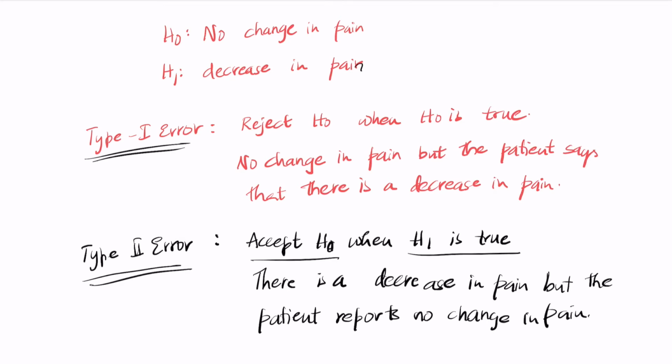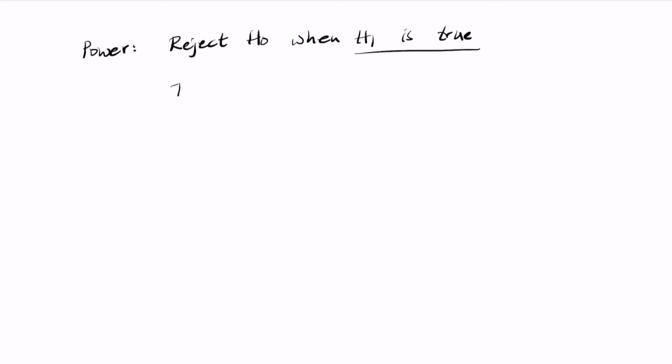So the power here is that we have to reject H0 when H1 is true. What does that mean here? H1 is true, which means that there is a decrease in pain, and we are rejecting H0. H0 is originally that there is no change in pain. When we reject H0, what we are doing here basically is accepting H1.